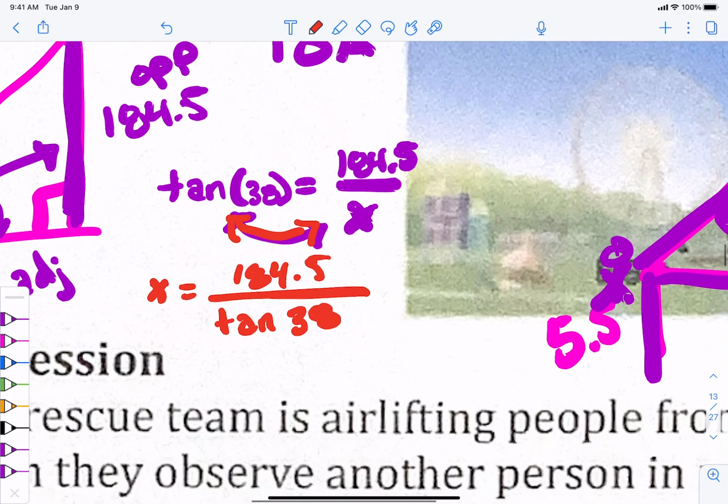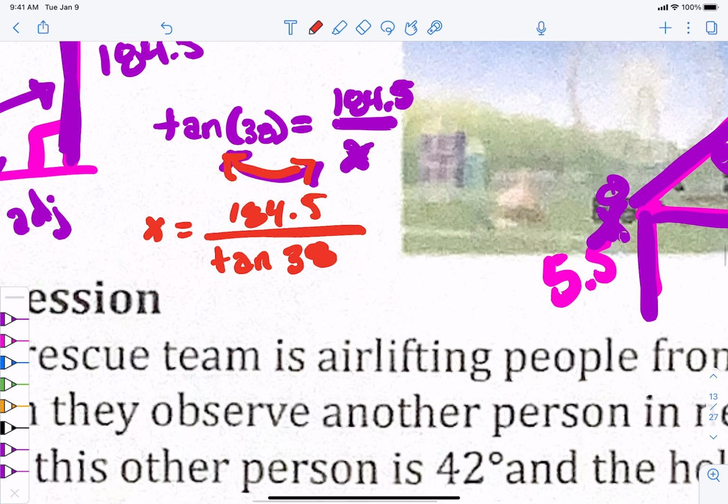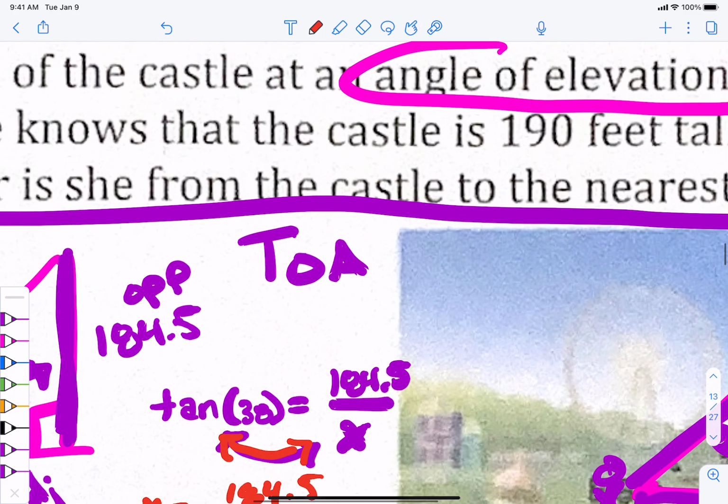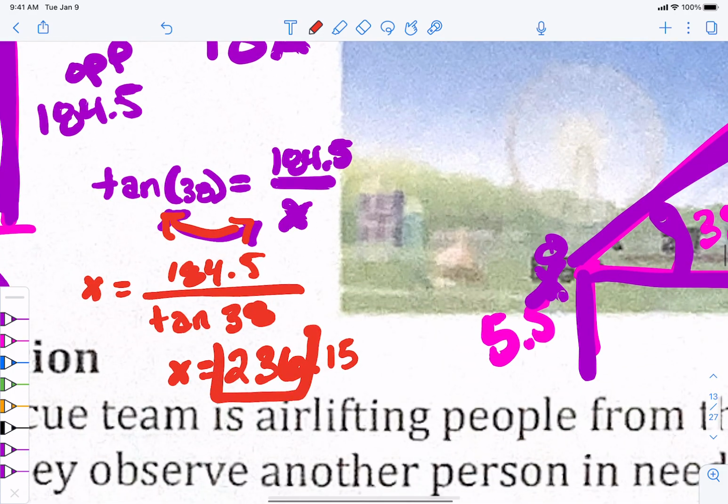Are you in radians? Hit the mode button. Yeah, I got 236.15. Oh, but they went to the nearest foot? To the nearest foot, 236 feet. Okay? That's how far she is away from the castle, yeah? Good?